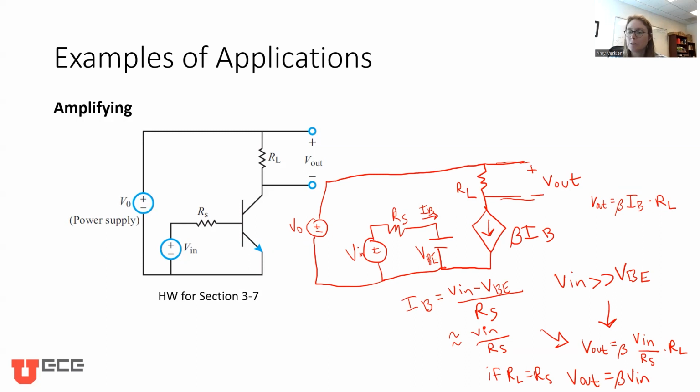Now, what's going to limit the voltage in the circuit? Our power supply over here, right? At some point, we're going to saturate if our output voltage down here starts getting near our power supply amount. So there are edge cases here. We can't just keep infinitely amplifying.